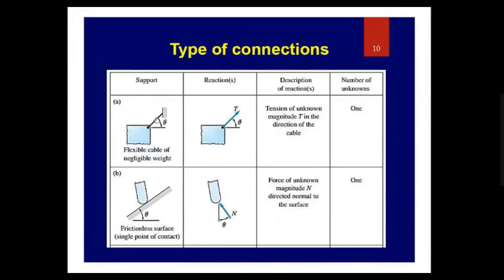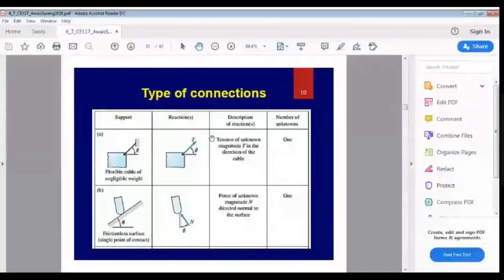Like in this case, this cable is attached to this. Now when I am removing this support, I have to apply the corresponding reactions. Now these cables or ropes can only develop tensile forces, meaning they have the capacity to pull the bodies towards itself.